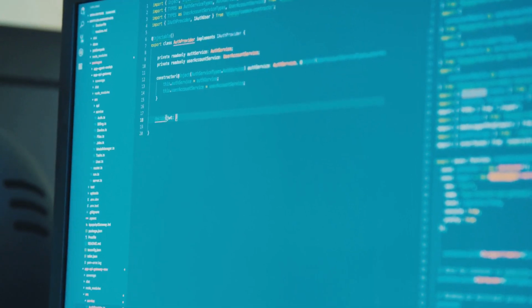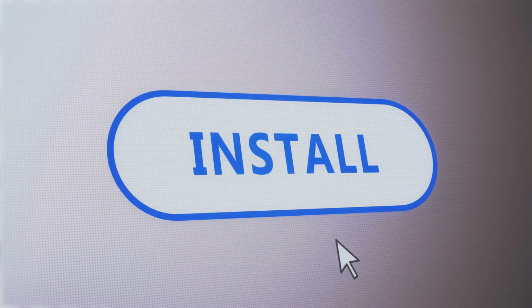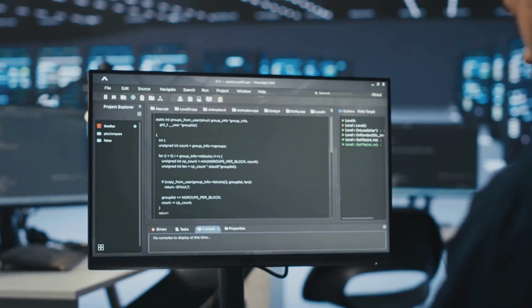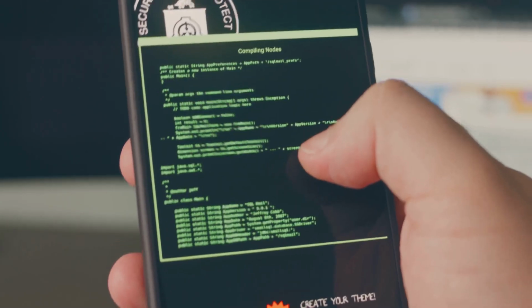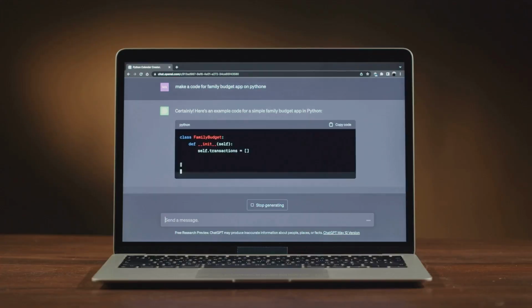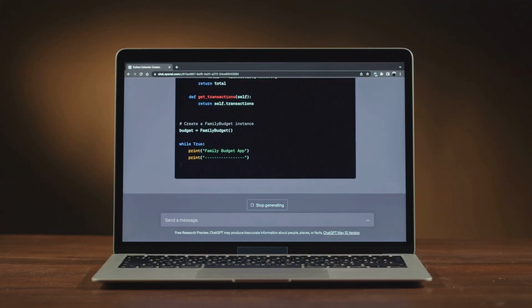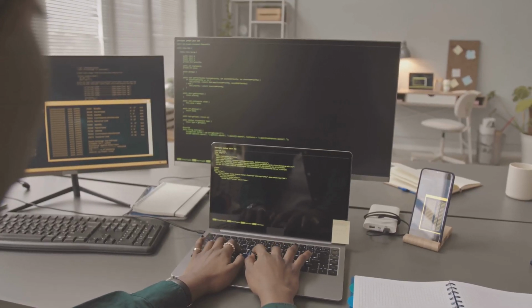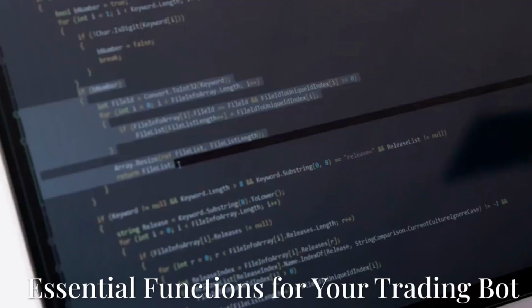With your API keys in hand, we can move on to setting up our Python environment. First, ensure that you have Python installed on your system. Next, we'll use pip, Python's package installer, to install the Alpaca Trade API library. Open your terminal or command prompt and type. This command will download and install the necessary files for interacting with the Alpaca API from your Python code. With our environment configured and the Alpaca library installed, we're ready to start coding our trading bot.